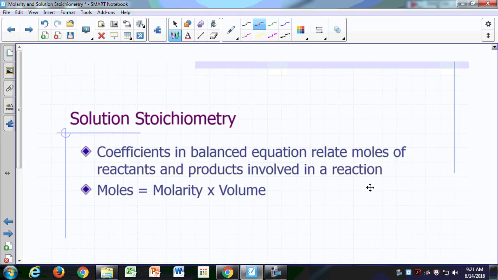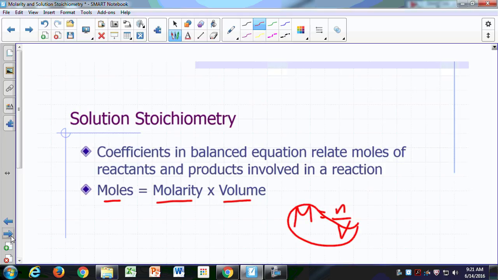The way we figured out moles previously was by determining the mass and using the molar mass to convert grams to moles, and then we can figure out grams from moles by multiplying moles by molar mass. Now that we've learned about molarity, we've got another way to determine moles, and that's just molarity times volume gives you moles. Remember, molarity is moles over volume, right? So molarity times volume gives you moles.